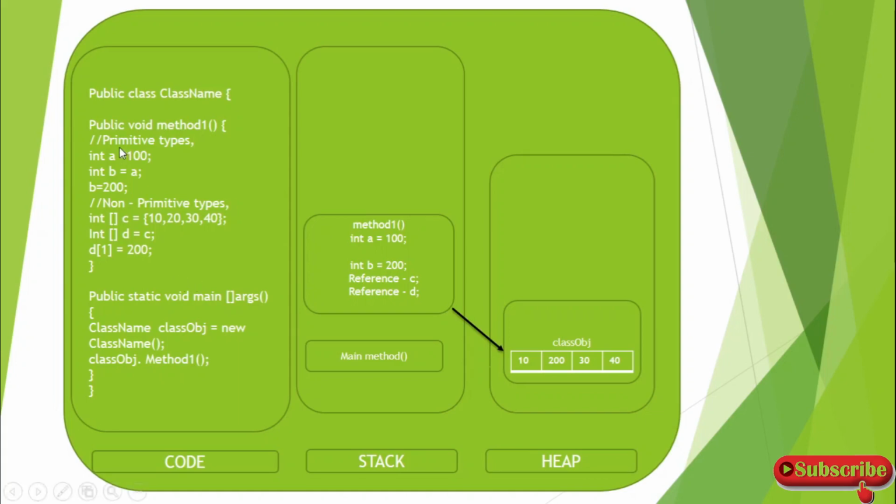Whereas with primitives, it creates different variables in the stack memory, and the assignments are separately assigned to those variables. When you change the value of b, it gets reflected only in the b variable, and a remains at 100, right? So we will see a demo for this one.